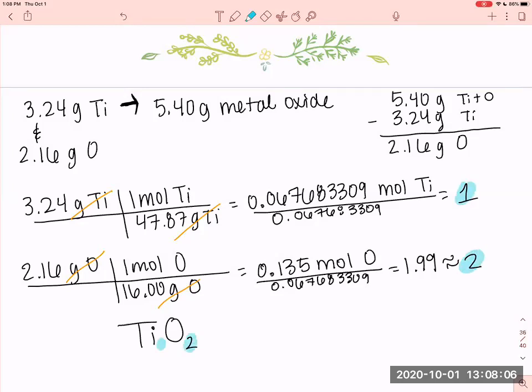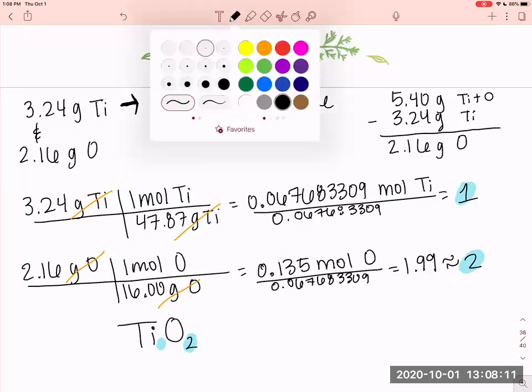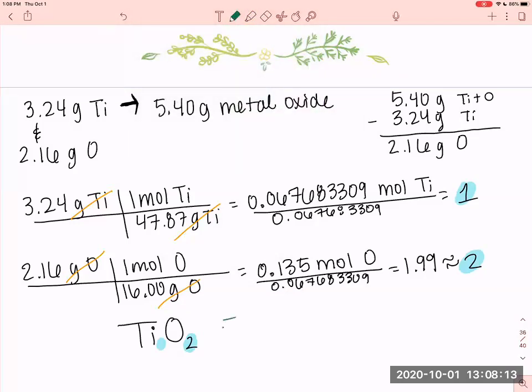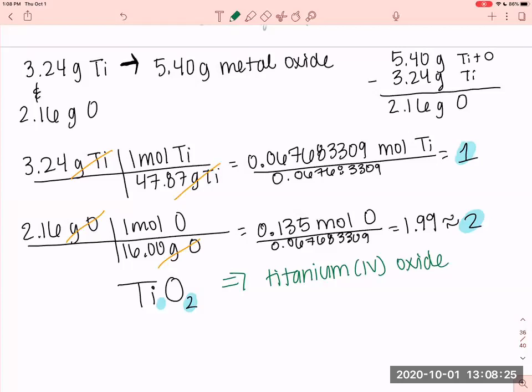So now I want you to name it. Did you name it? Did you pause? Did you try it? What'd you get? The name of this is titanium 4 oxide. Don't be confused by that crisscross. The charge of oxide is -2. Or I guess it could be titanium 2 peroxide, but we don't usually use peroxides very often, so always assume oxide unless you're specifically told to use peroxide. Okay.